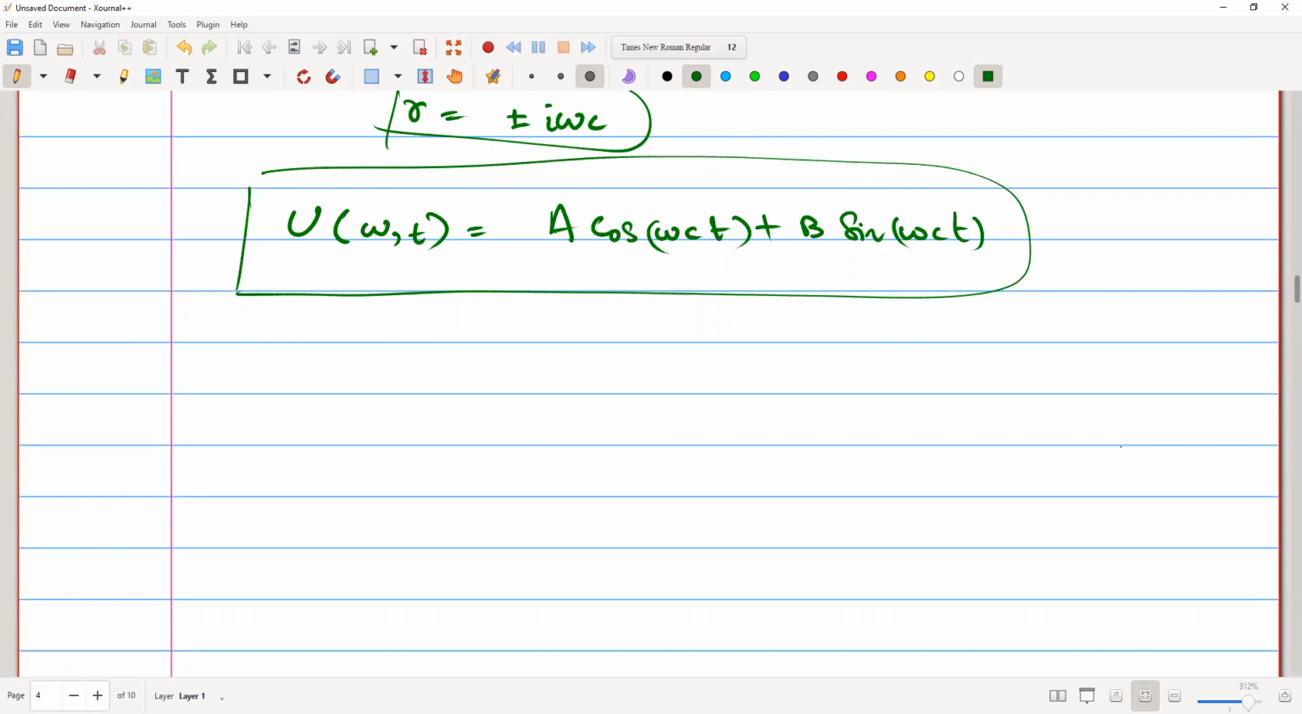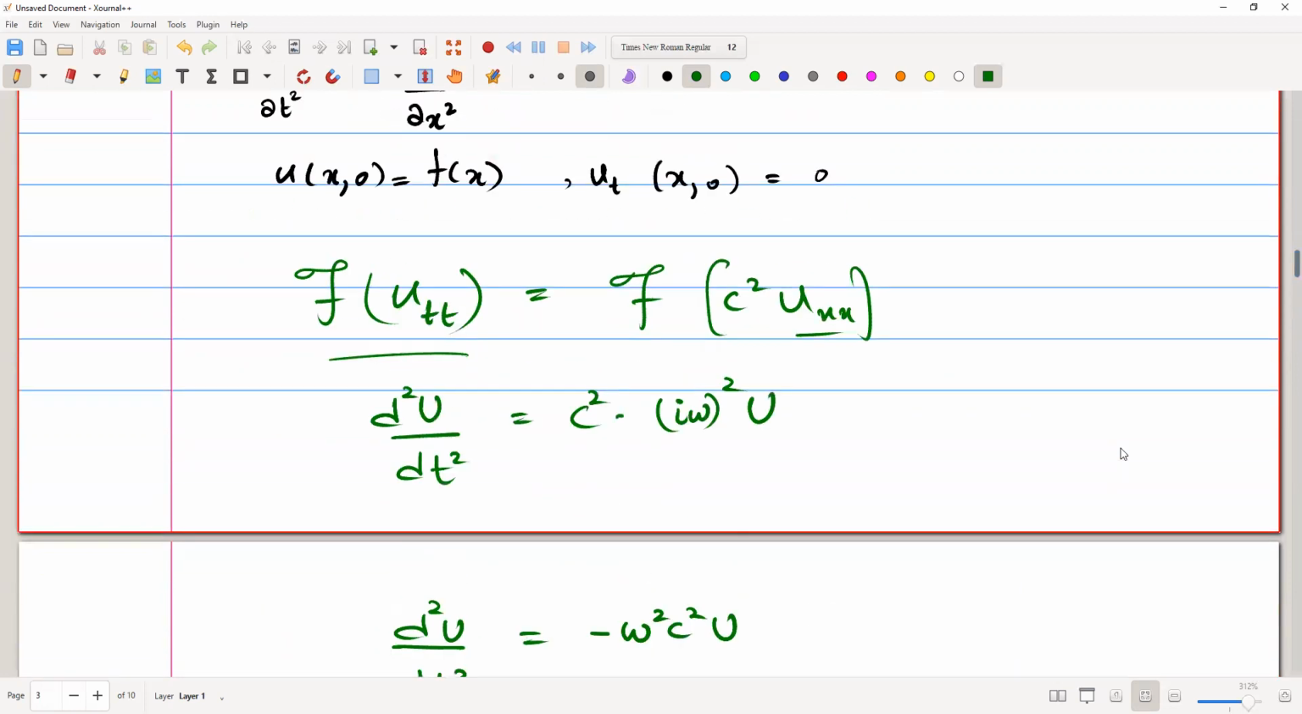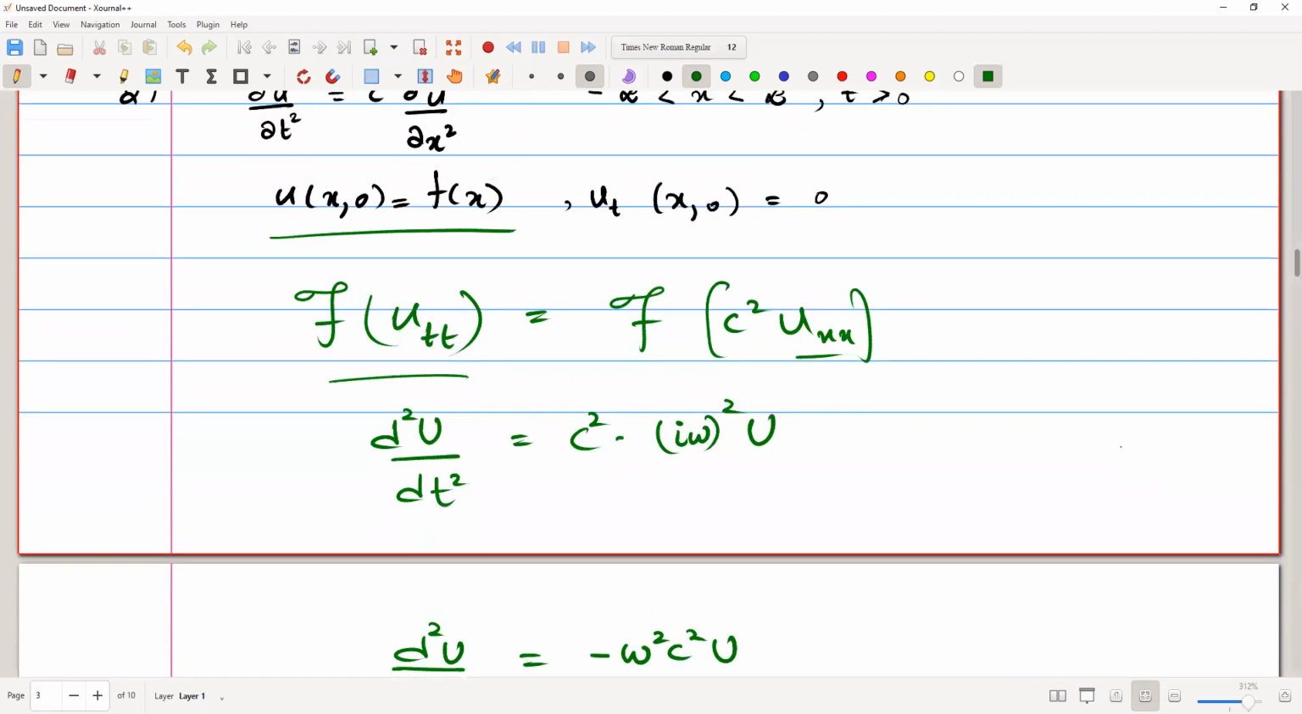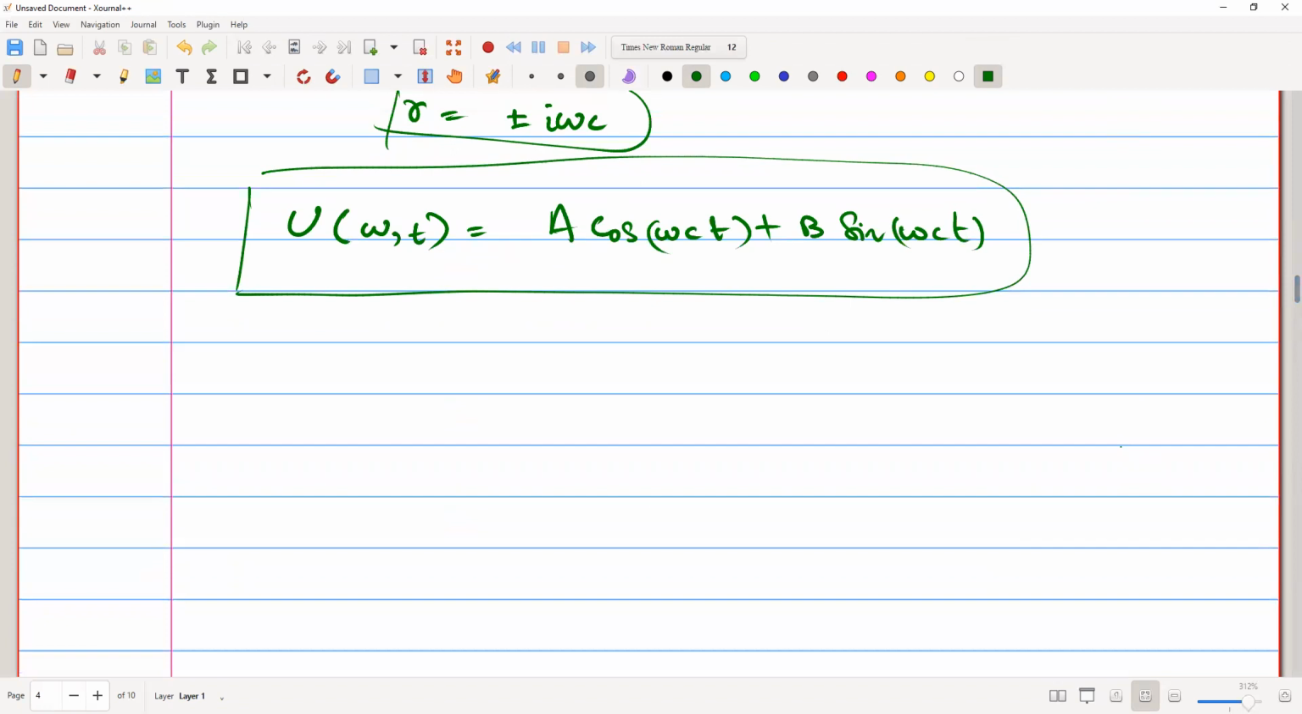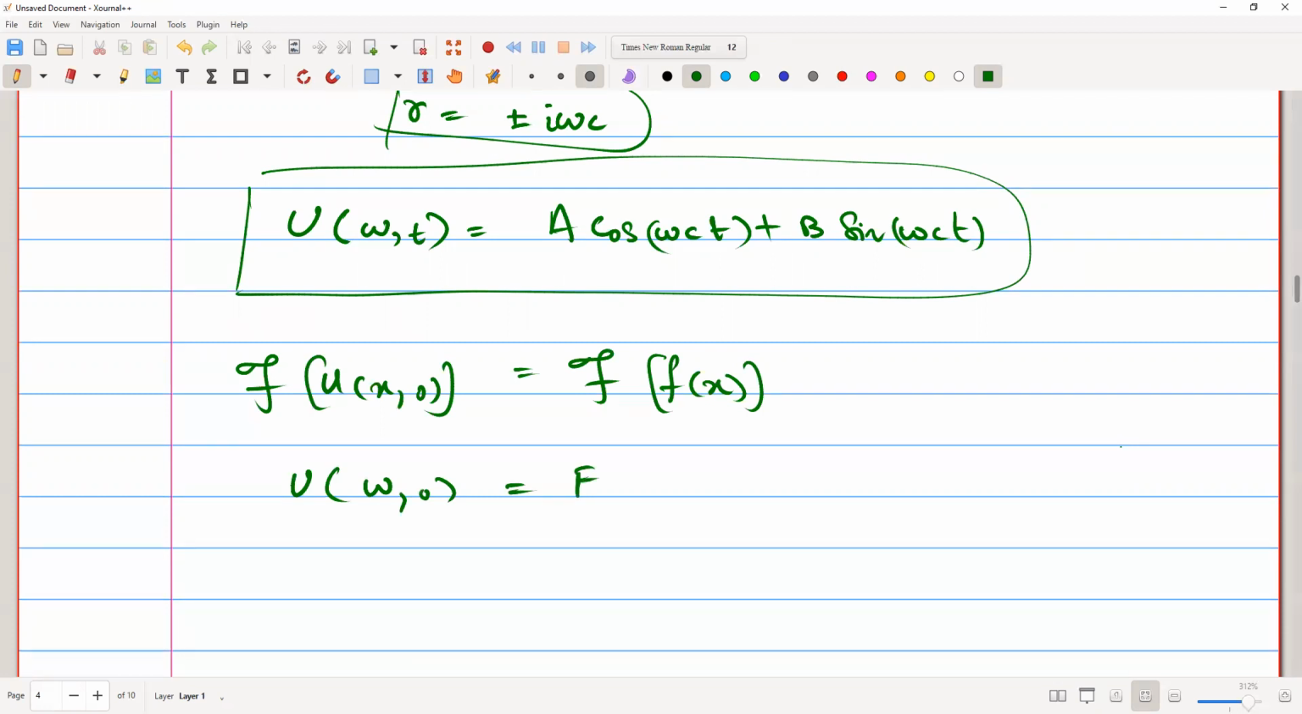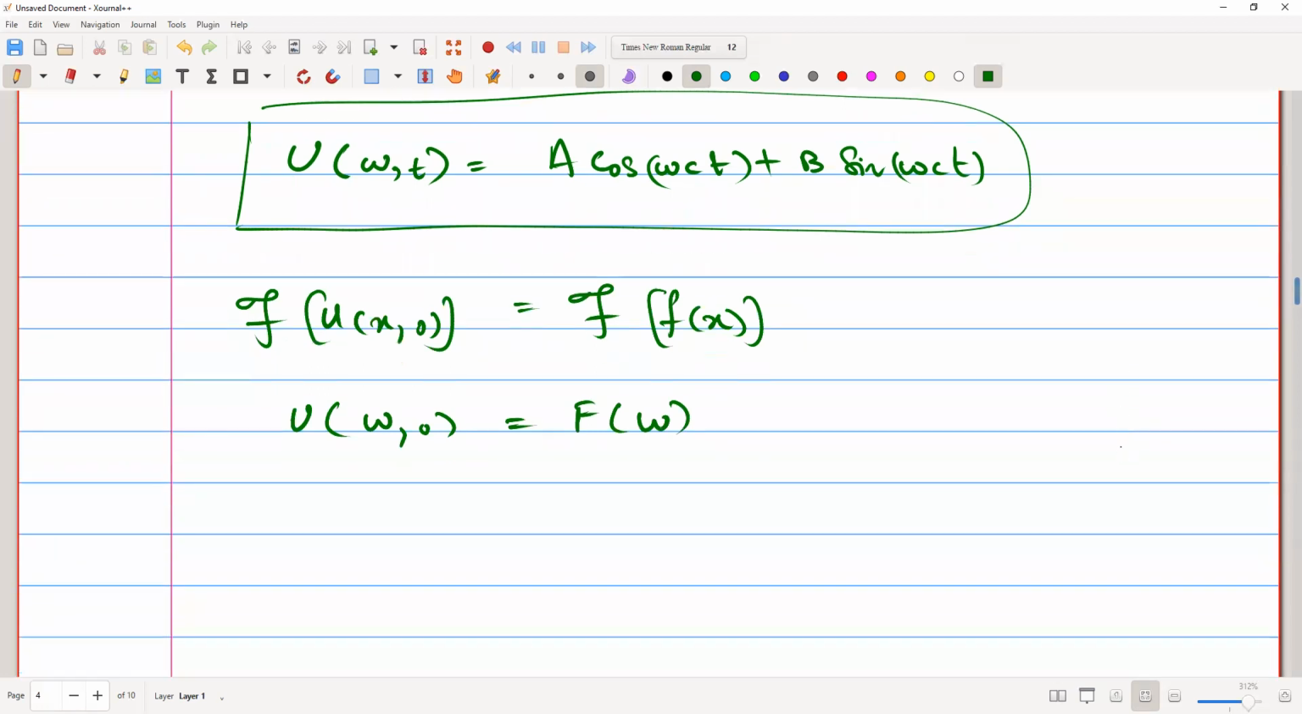So the initial condition is u of x comma 0 equals f of x, the initial displacement. First of all, we need to apply the Fourier transform to this initial condition, and then we can use these conditions. It's simple. If you apply the Fourier transform here, we will get u of omega comma 0. And on the right side, we already know we will get f of omega, as we discussed. The Fourier transform of f of x will be nothing but f of omega.